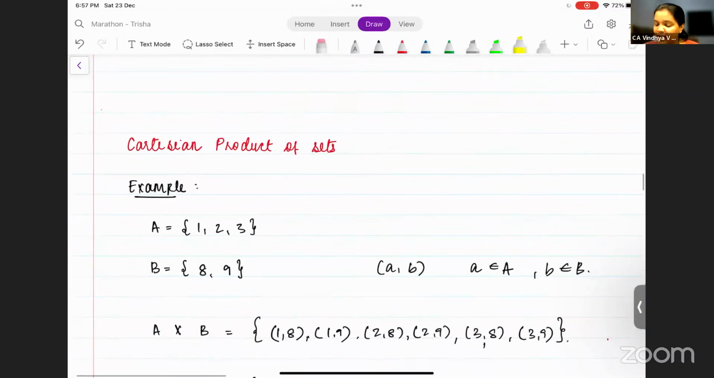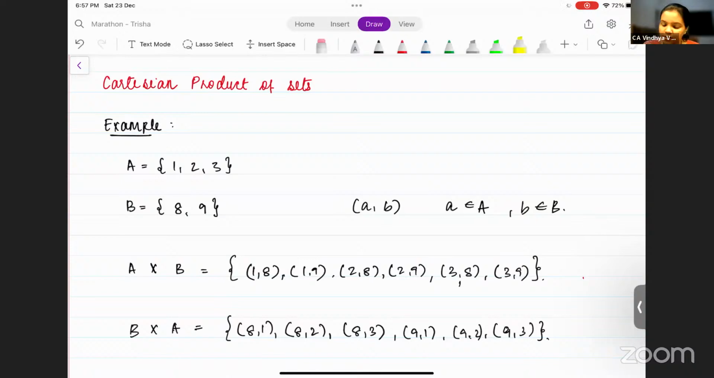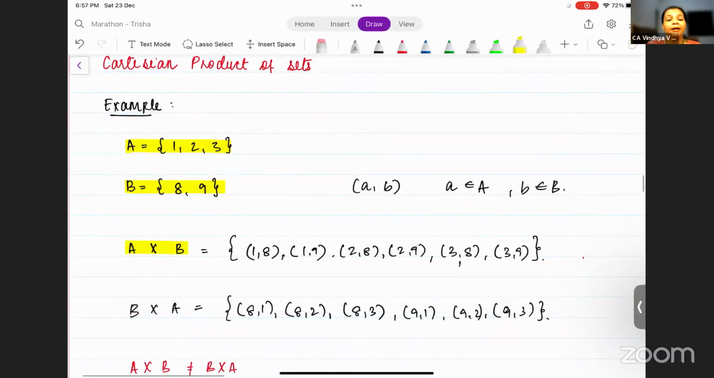Okay. Next, we have the Cartesian product of sets. So you have to find the product set here. You have two sets A and B. If you have to find the product set A cross B, A by B, the first element is from A, the second element is from B. It is an ordered pair. So (1,8), (1,9), (2,8), (2,9), (3,8), (3,9). This is your Cartesian product of sets.